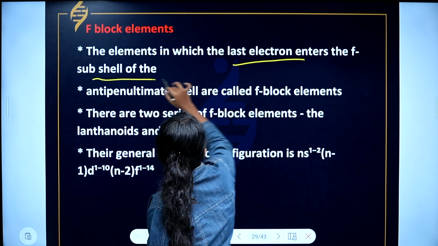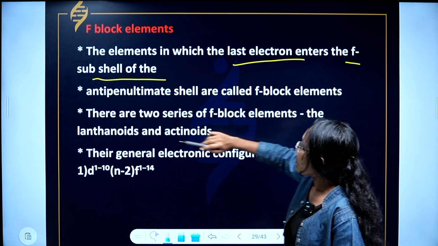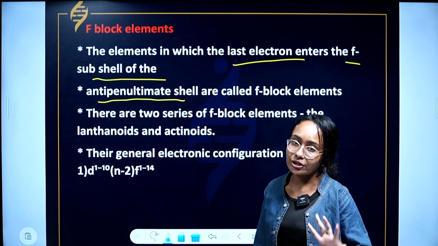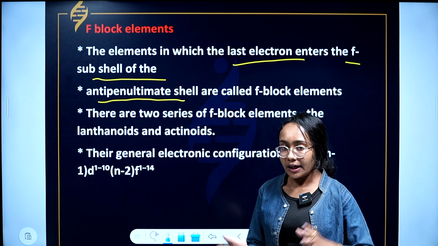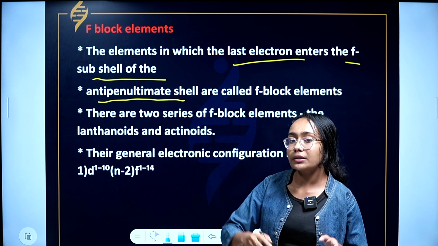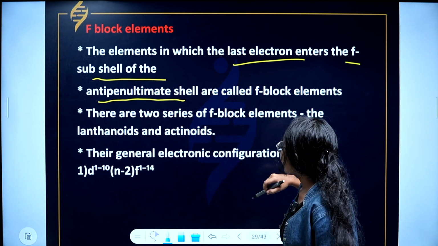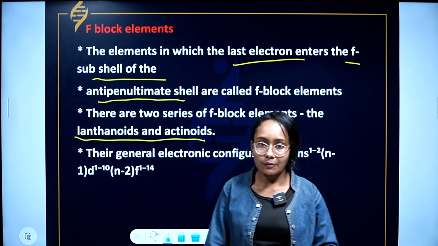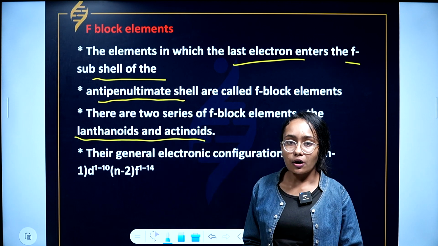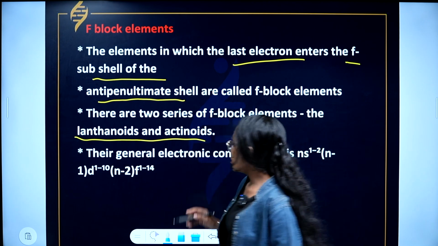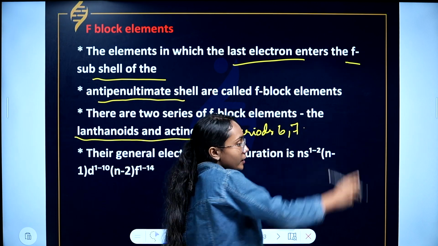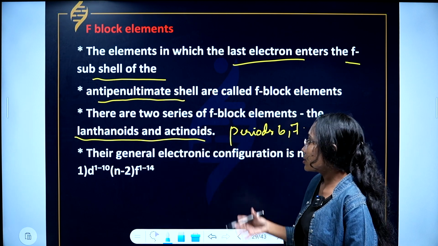Coming to the f block elements, the last block after s, p, d, f. These are the elements in which the last electron enters the f subshell of the anti-penultimate shell. In the case of d block elements, it enters the penultimate shell. There are two series of f block elements, lanthanoids and actinoids. They are a continuation of periods 6 and 7, and hence they are known as lanthanoids and actinoids respectively.